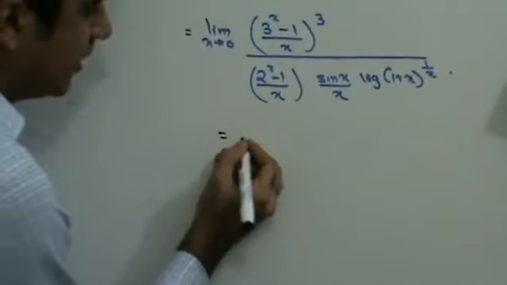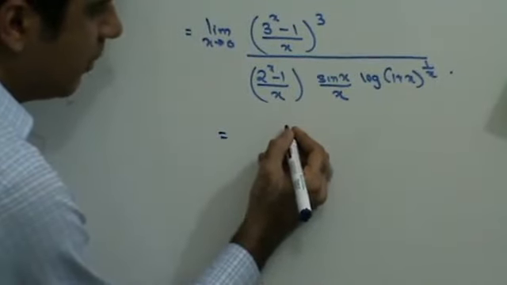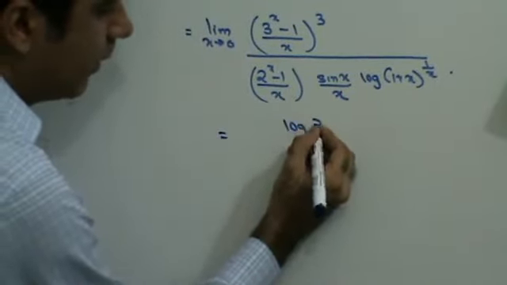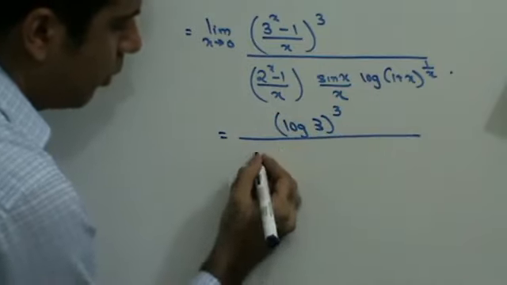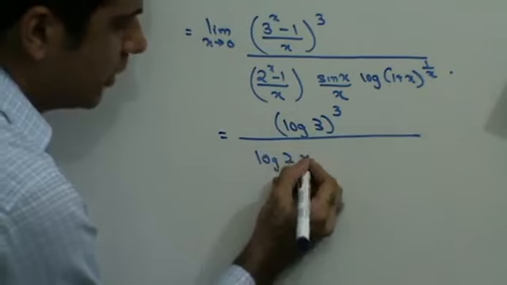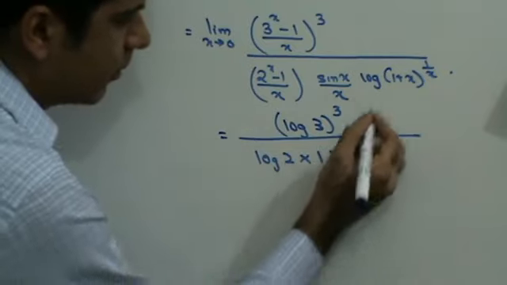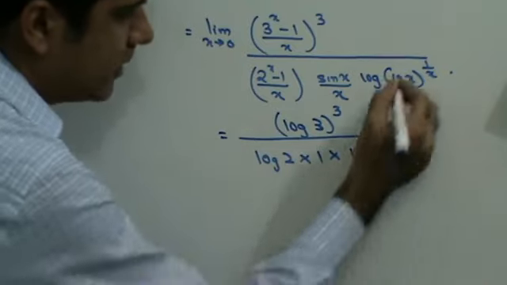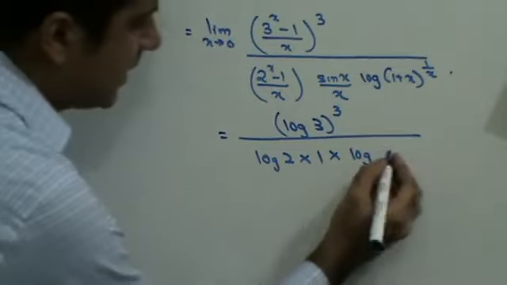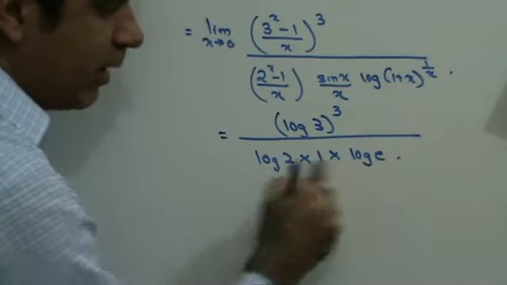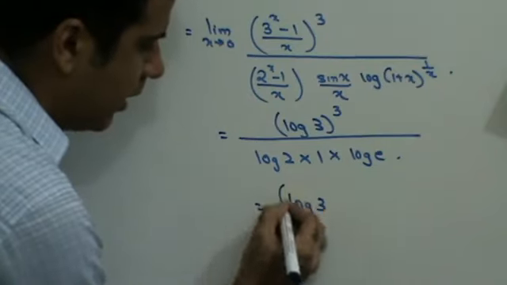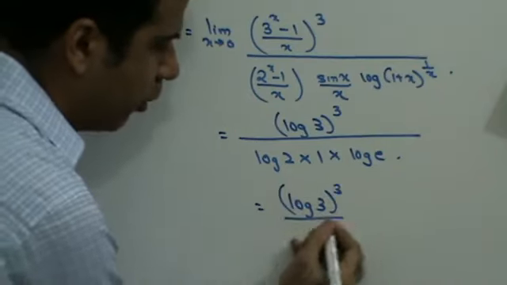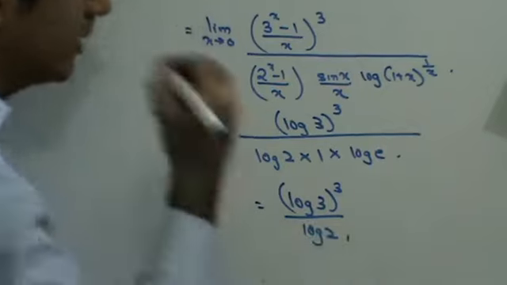Start using the formulas, people. So this is going to be log 3 the whole cube, log 2, sin x upon x is 1, log 1 plus x raised to 1 upon x is e, but we know that the value of log e is 1, so the answer is going to be log 3 the whole cube upon log 2. That's your final answer.